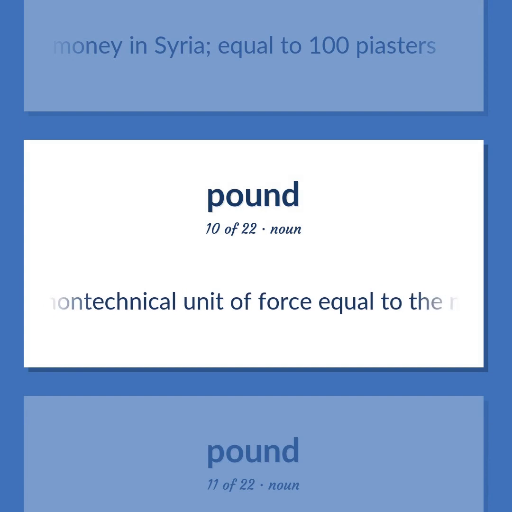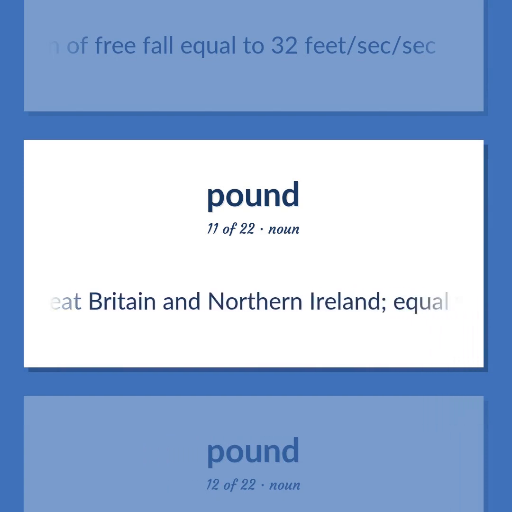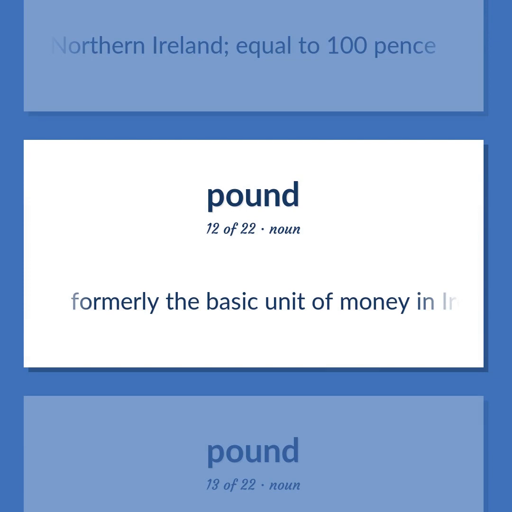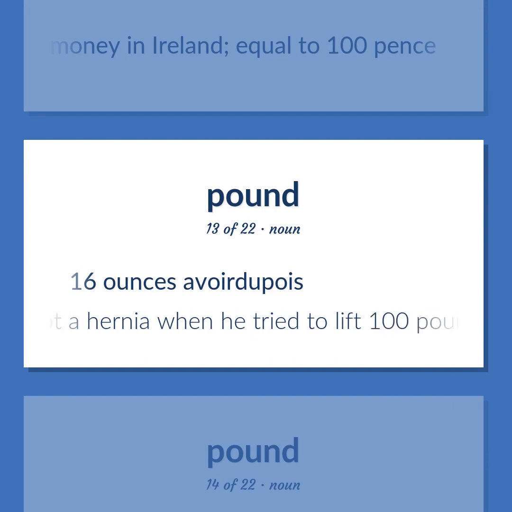A non-technical unit of force equal to the mass of 1 pound with an acceleration of free fall equal to 32 feet per second. The basic unit of money in Great Britain and Northern Ireland, equal to 100 pence. Formerly the basic unit of money in Ireland, equal to 100 pence. 16 ounces avoirdupois. He got a hernia when he tried to lift 100 pounds.